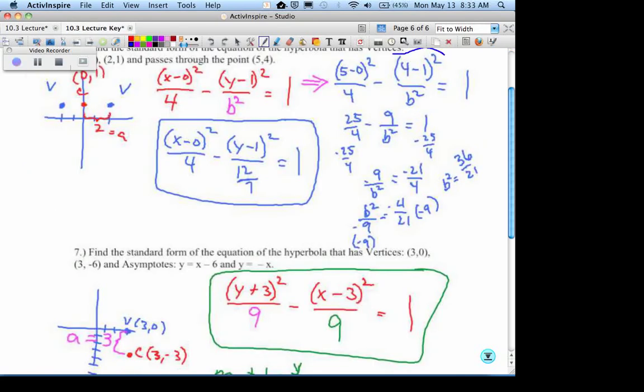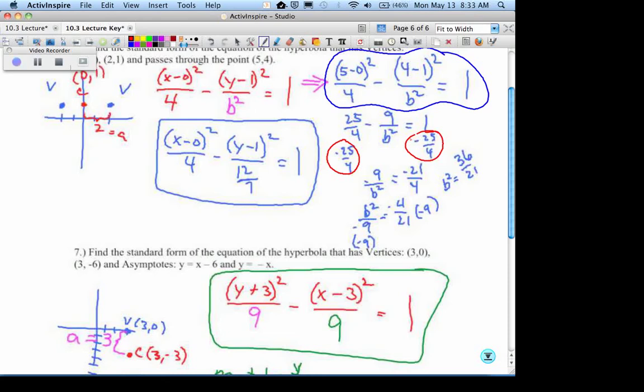So this is where I left you right here. 5 squared on top is 25, so you have 25 fourths. 4 minus 1 is 3, squared is 9, so you have 9 over b squared is equal to 1. So what I'm doing here, we're subtracting 25 fourths from both sides, and so we are left with negative 9 over b squared is equal to negative 21 over 4. You either do that mentally or do the math on your calculator.